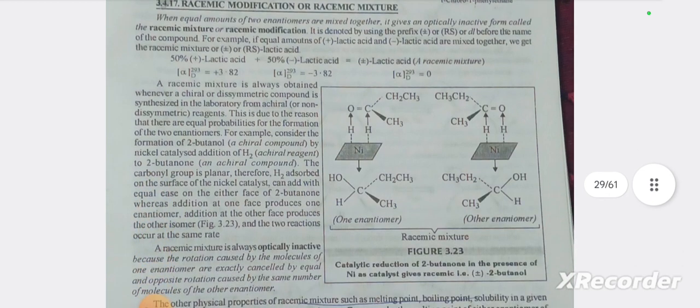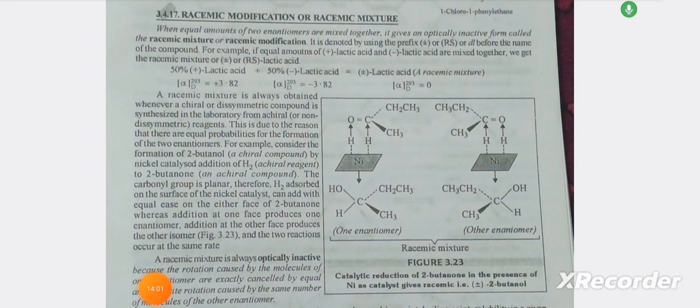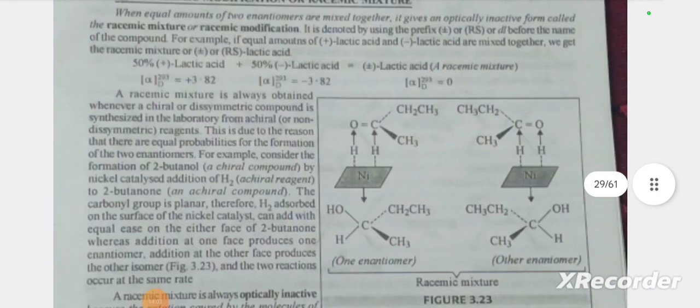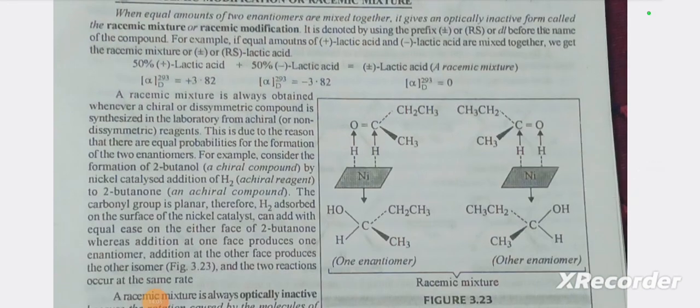Racemic modification or racemic mixture. When equal amounts of two enantiomers are mixed together, it gives an optically inactive form called the racemic mixture or racemic modification. It is denoted by the prefix plus-minus, or RS, or dl before the name of the compound. For example, if equal amounts of the two lactic acid enantiomers are mixed together, we get the racemic mixture.